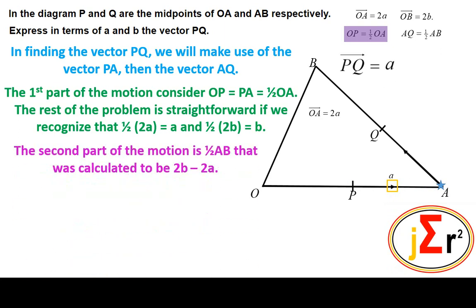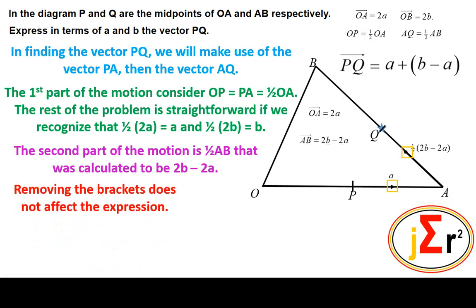The second part of the motion is a half of AB. We found AB already to be 2b minus 2a. AB is equal to 2b minus 2a. So we'll have AQ, which is a half of that, a half of 2b minus 2a. And we have our no-brainer right here, which says that half of 2a is a and half of 2b is b. Therefore, that part of the motion will merely be b minus a. Do not forget that we found AB already to be 2b minus 2a. That's all there is to it.